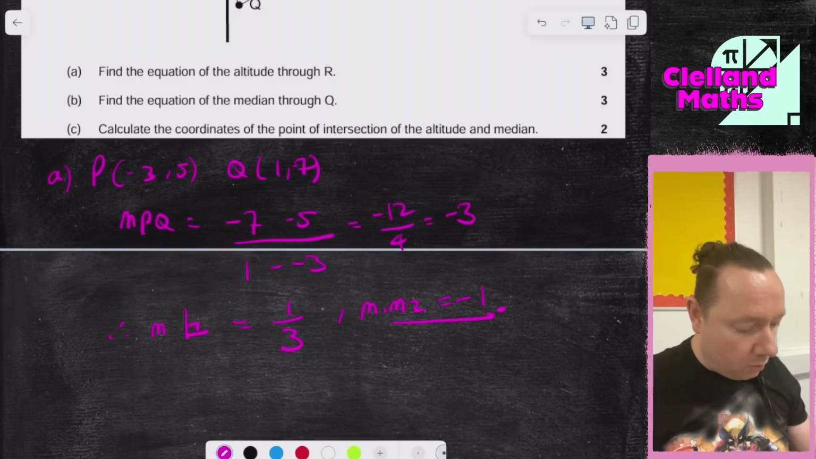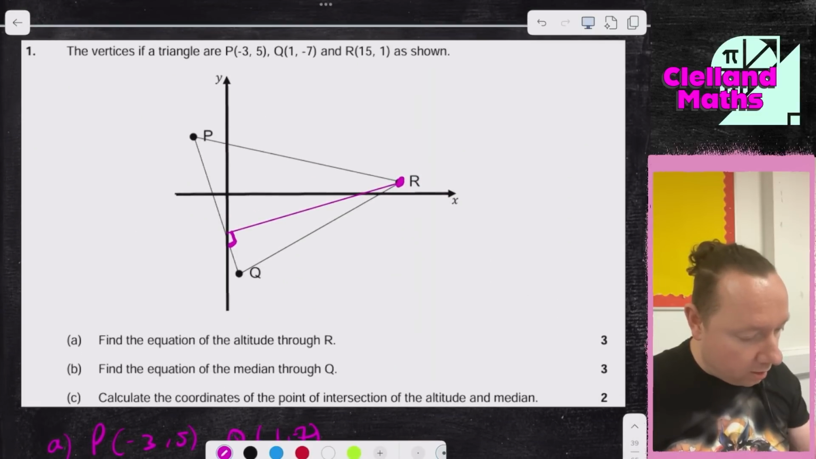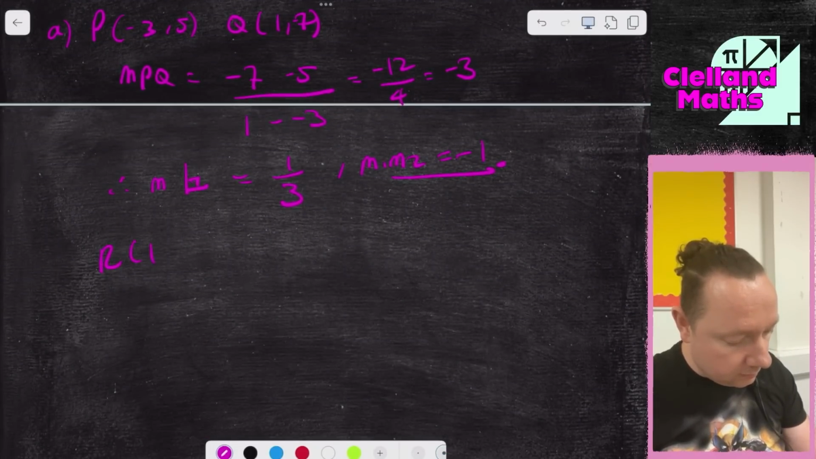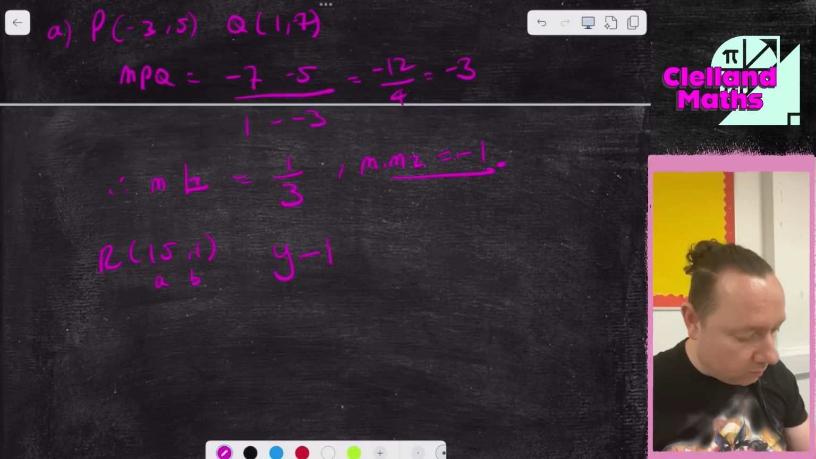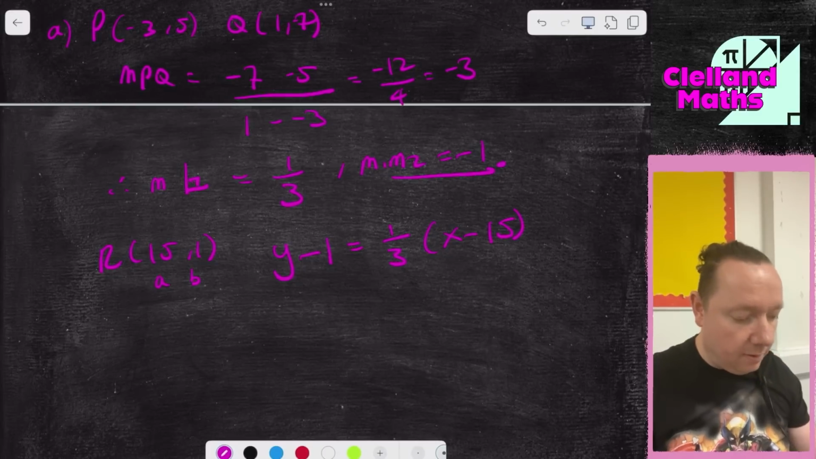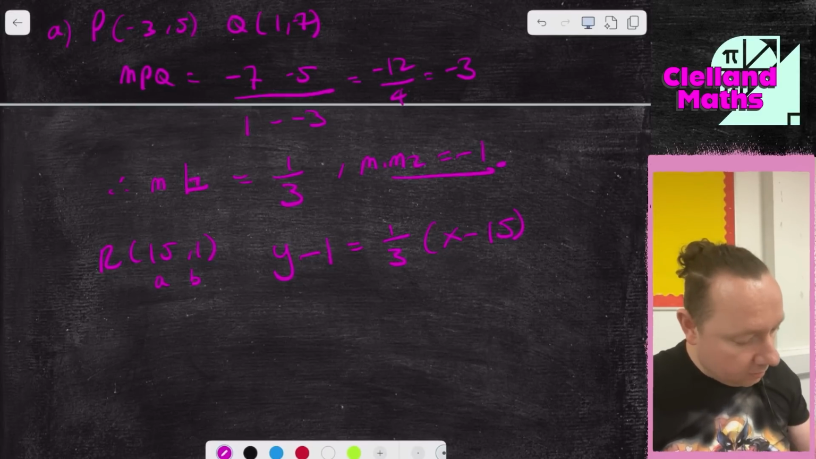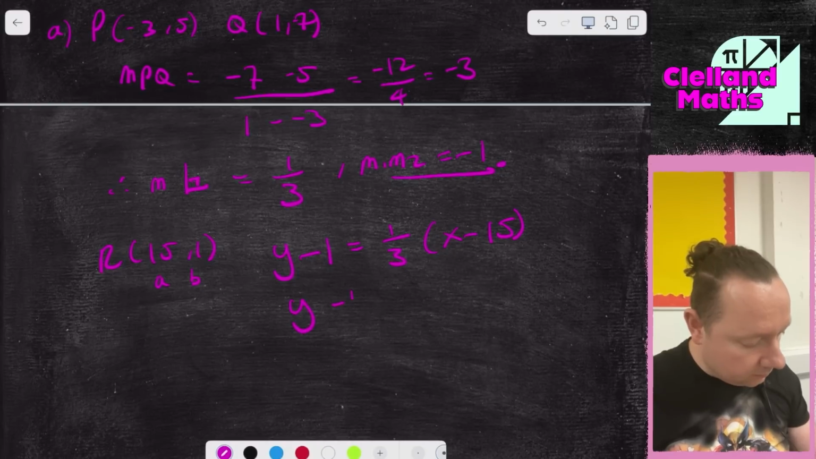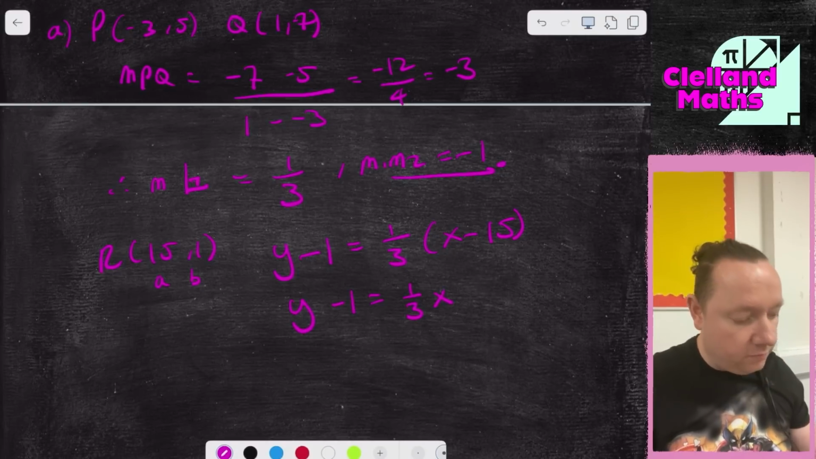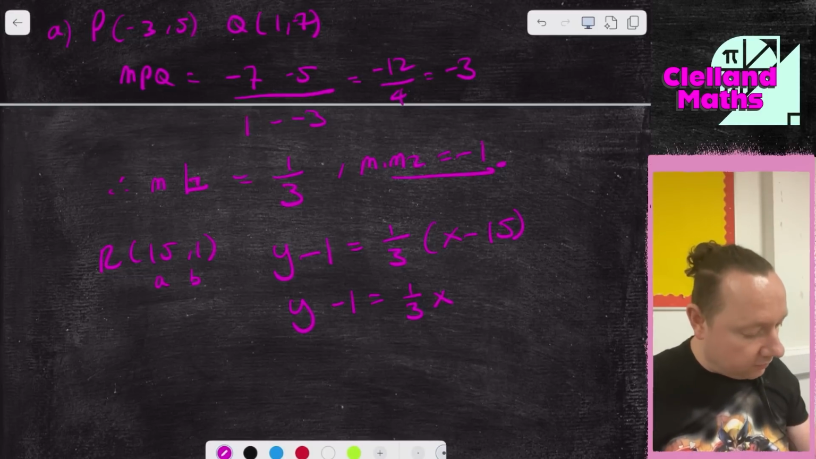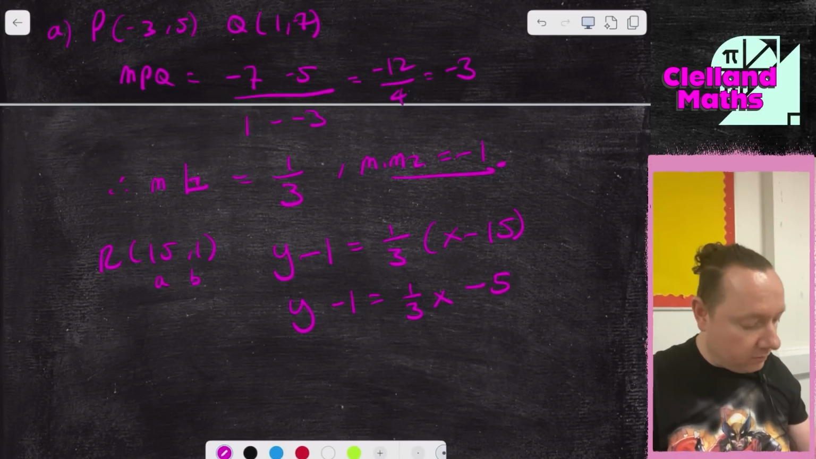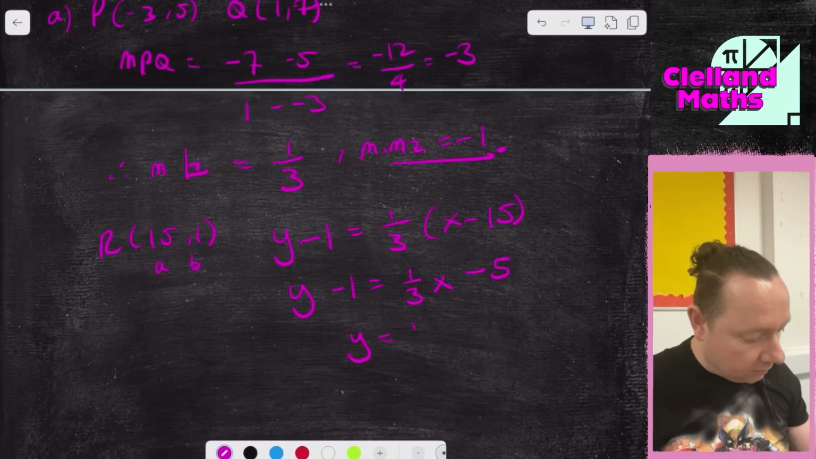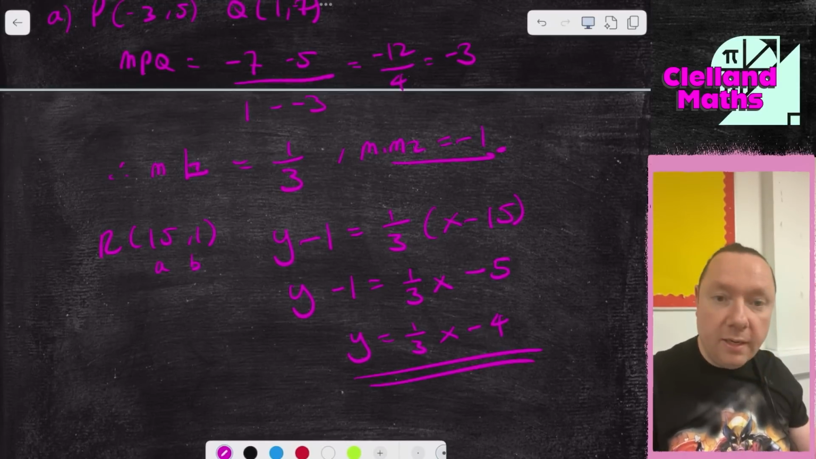So we've got a gradient, we need a point, so we can pick the point R. R is 15, 1. That's our a and our b. So we've got y minus b, which is 1, equals m, a third, x minus a, which is 15. So then we can solve that. y minus 1, I'll leave that as a third x, because the third goes into 15, so it's actually quite easy. 3 fives are 15. If it didn't go in, I would take a 3 up to the other side. So that means that y is equal to a third x, minus 5 add 1 is minus 4. And we're done there for part A.